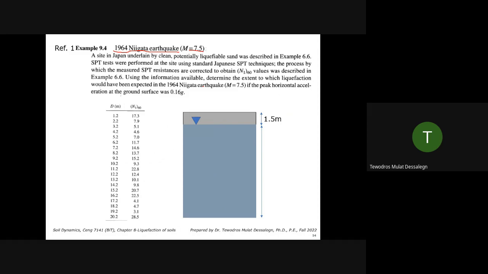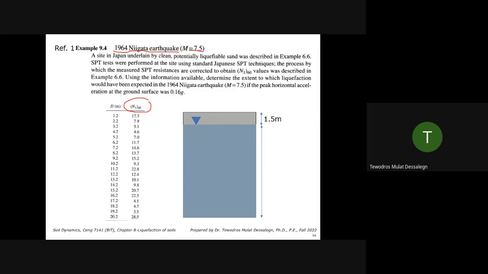So let's see the situation. The normal ground at that point is up to 1.5. Below 1.5 depth, there is groundwater. And the corrected blow count for the SPT test at those sites is this much versus depth.